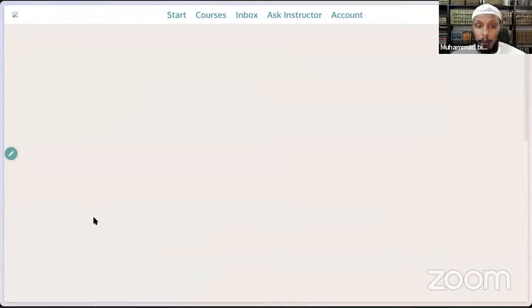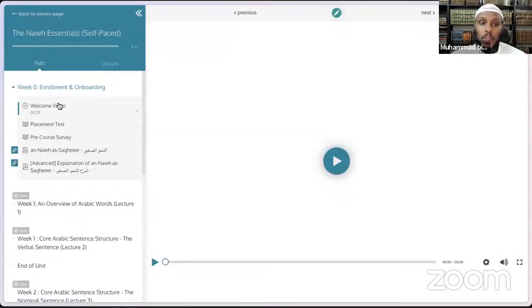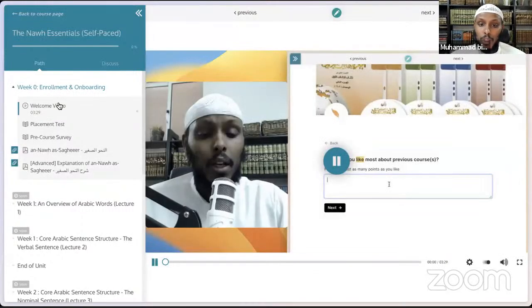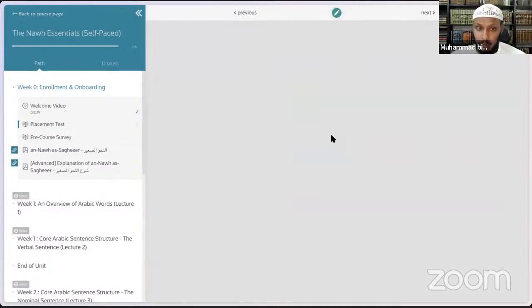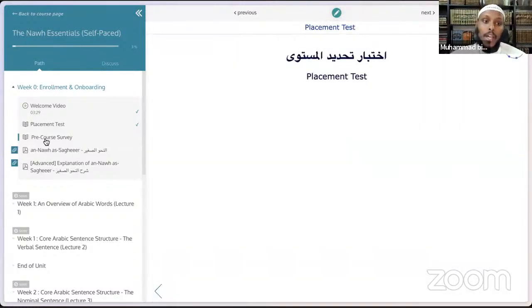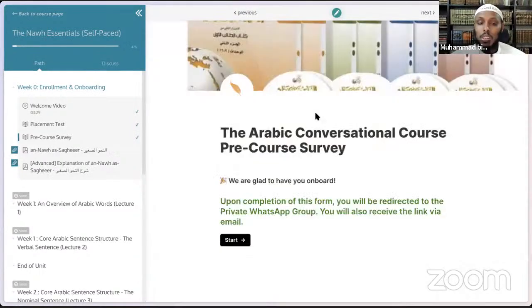Okay, it says 0% complete. You go there and then this becomes Continue. You click on it, and it'll take you directly to the portal. The first thing you do is watch the welcome video, where I show you the portal and how to use it. Then you can do the placement test, though you don't have to. And then you could do the pre-course survey. When you fill out this survey, it just asks you a few questions.